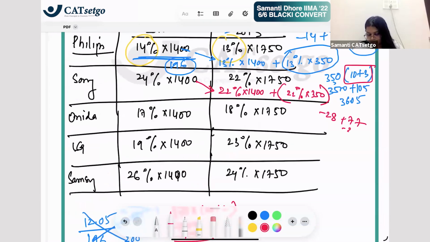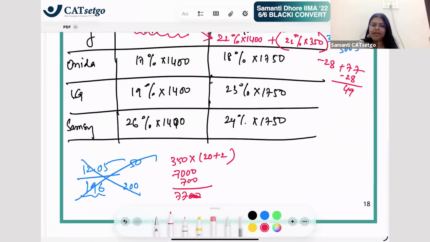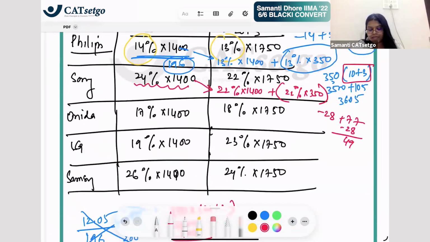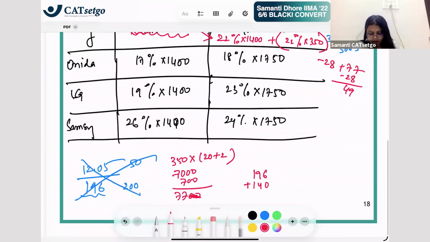So we have minus 28 and plus 77 as the increase. So what is the total increase? 49. है ना? 50, 49. And that 49 का increase is happening over roughly 25% of 1400. है ना? Roughly 25% of 1400. या हमने अभी 14% कैलकुलेट किया था. 14% was 196 और 10% और ऐड कर दो तो 196 plus 140 कर दो, है ना? तो 196 plus 140.